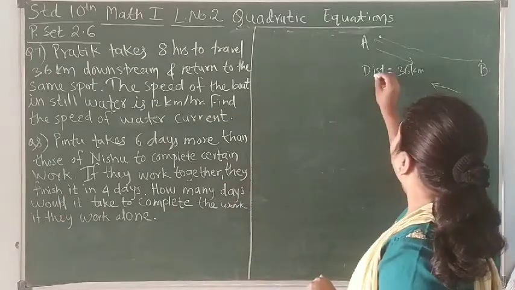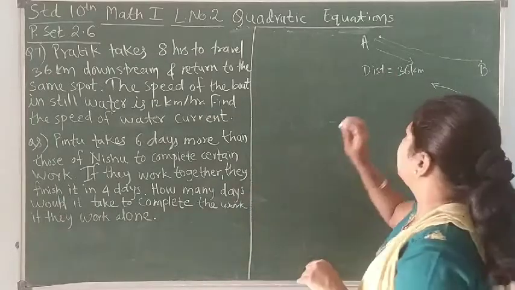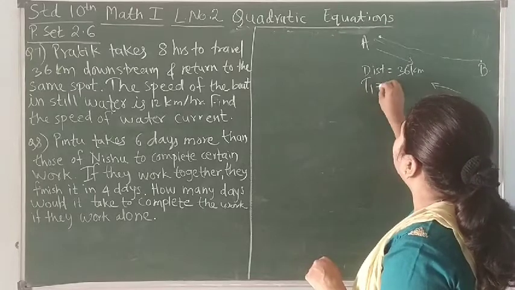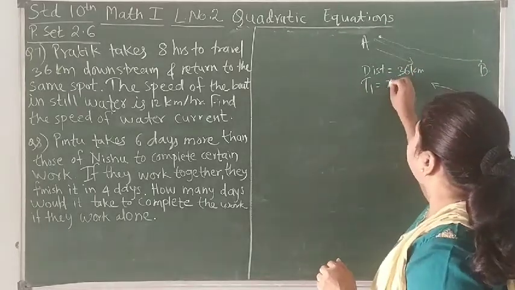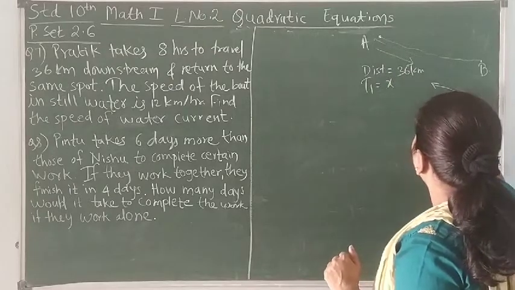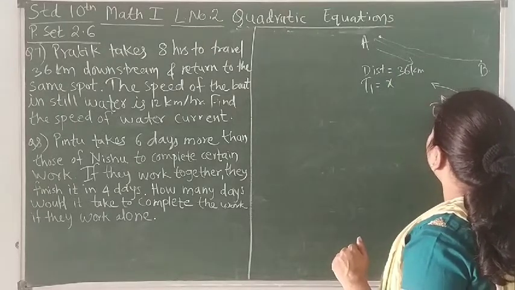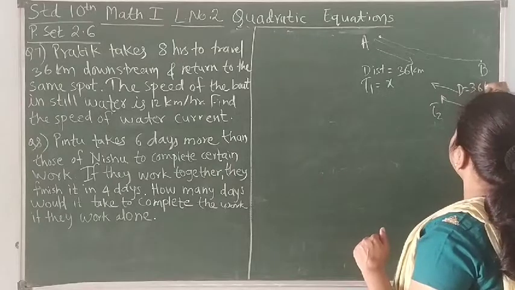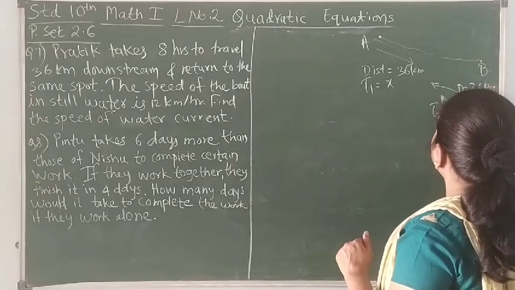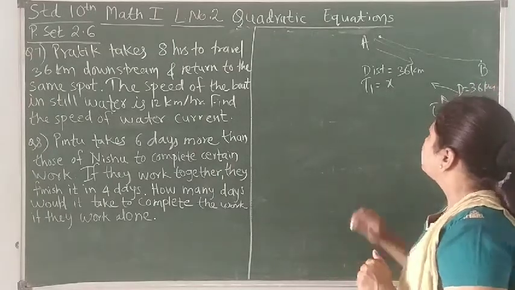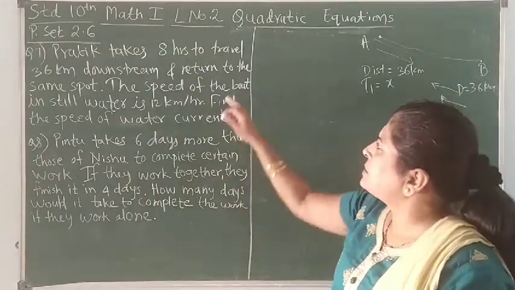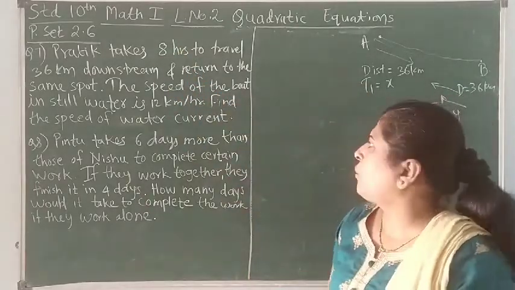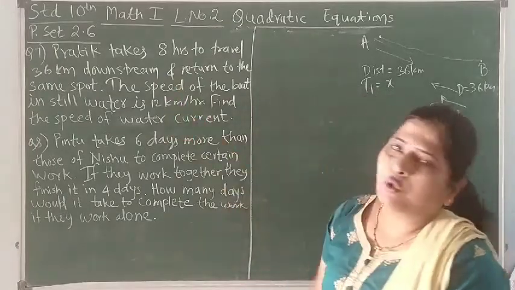Okay, so the distance is the same, 36, but say time 1 for going down, suppose we take it x, and time to come back we take t2, with the distance here the same 36 kilometers, time 2 is say y. So the total time is 8 hours. What is the speed of the boat in still water? It is 12 km per hour.